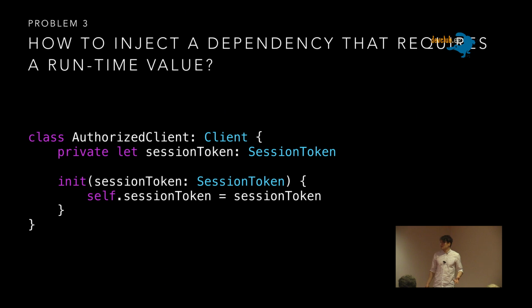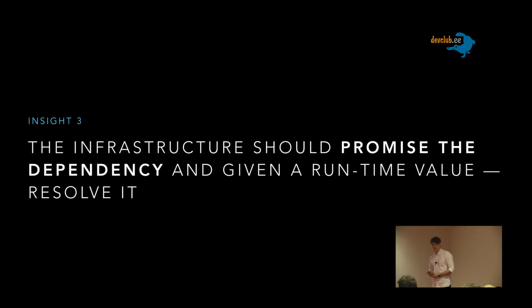Our authorized client might look like this, which depends on this runtime value. It requires a session token in its initializer. So we need a new insight here. The insight would be quite similar. Again, we want to delegate this to infrastructure. We want someone else to care. But the infrastructure in this case now should promise us that, given the runtime value at a certain point, it will return us the instance we're looking for.